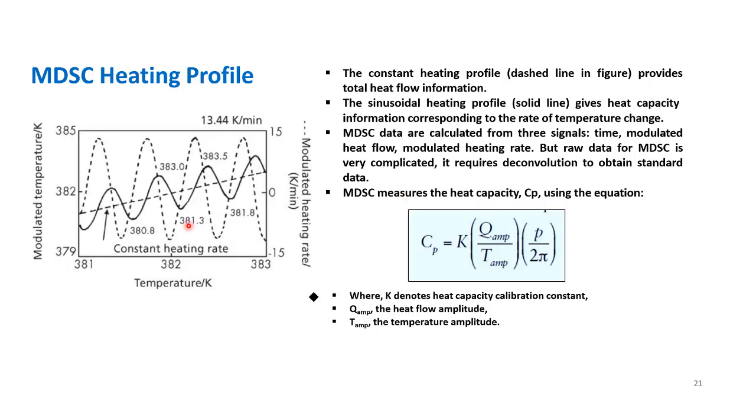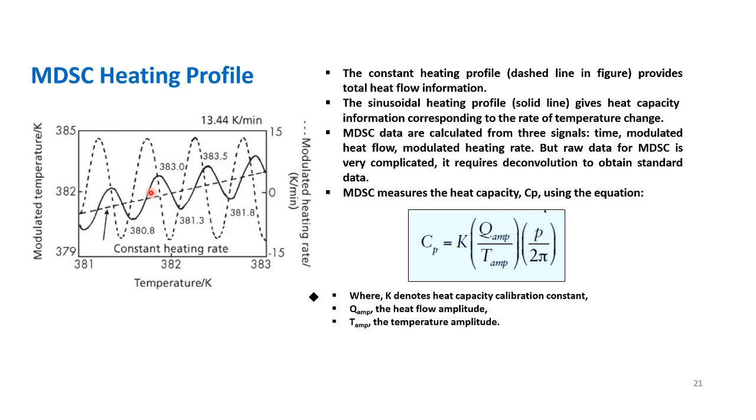As you can see here, heat is applied, and this is the constant heating rate, which is linear, which we use in the other DSCs like heat flux. But in the modulated one, we do not use a linear profile. In the modulated DSC, this is a sine function. So again, from the heating profile we can get the information about the heat capacity and the rate of change of temperature.